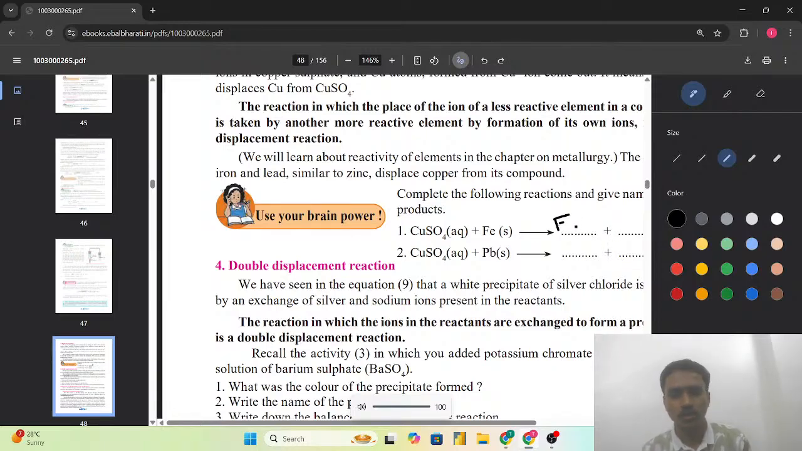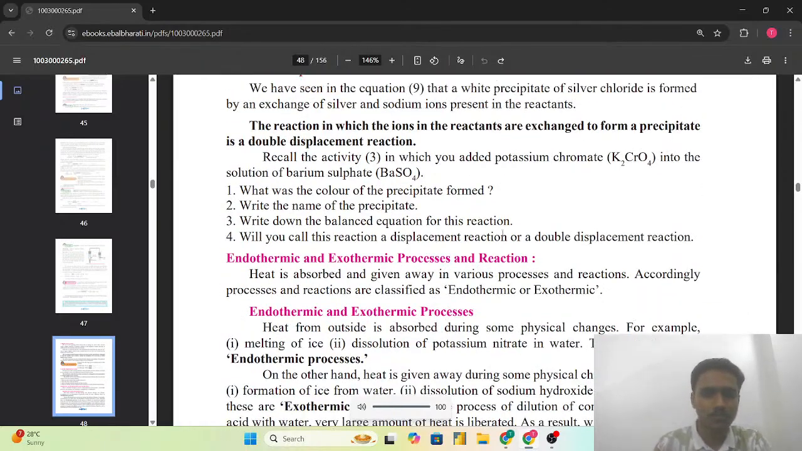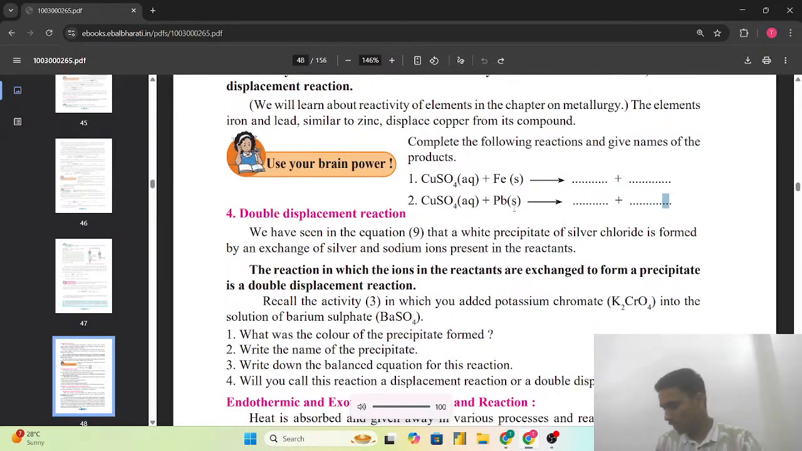So here we will have FeSO4 and the copper will get separated. Similarly with copper sulfate plus lead. Basically, lead is denoted as Pb because the scientific name of lead is plumbum. When copper sulfate reacts with lead, it leads to the formation of lead sulfate, that is PbSO4, and copper will also get released as the product. So this is what we have studied about the displacement reaction.